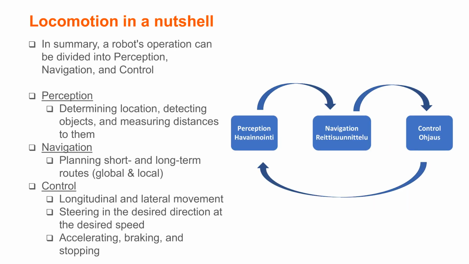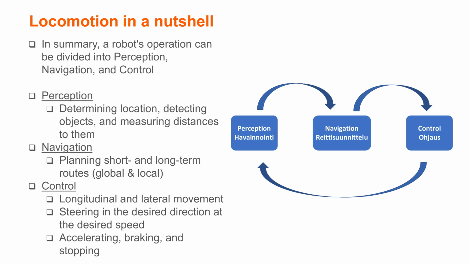A robot's movement consists of three core components. Perception, understanding the surroundings using sensors. Navigation, planning both short-term and long-term routes. Control, steering the robot in the desired direction at the desired speed. Each of these plays a crucial role in ensuring that a robot can move autonomously and efficiently in its environment.